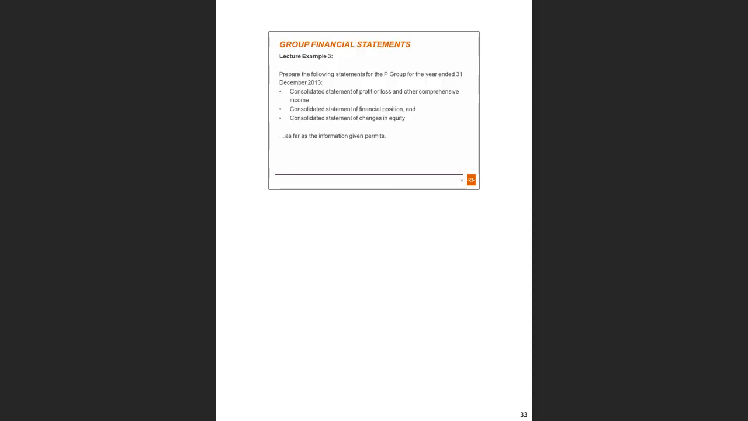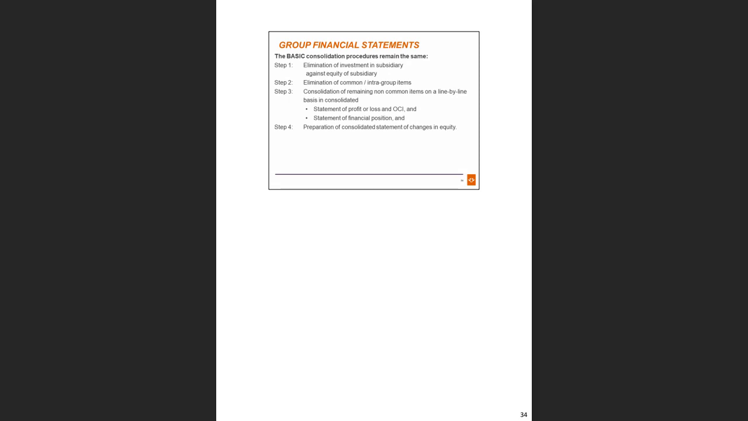Then if we have a look at the next slide here, they are telling us what to do. Prepare the following statements for P Group for the year ended 31 December 2013. We need to prepare the consolidated statement of profit or loss and other comprehensive income. Then we need to prepare the consolidated statement of financial position and consolidated statement of changes in equity. Now we need to do this as far as the information permits. There could be one or two figures that we cannot calculate 100% at this stage, but our aim is to focus on those figures we can calculate.